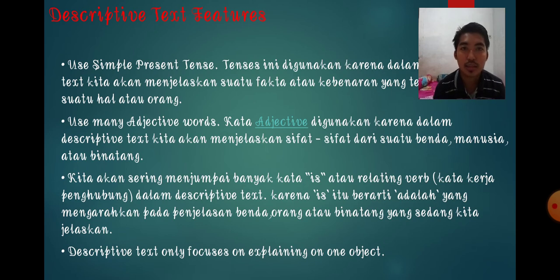The second, use many adjective words. Kata adjektif digunakan karena dalam descriptive text kita akan menjelaskan sifat-sifat dari suatu benda, manusia, atau binatang. And the next, kita akan sering menjumpai banyak kata is atau relating verb atau kata kerja penghubung dalam descriptive text, karena is itu berarti adalah yang mengarahkan pada penjelasan benda, orang, atau binatang yang sedang kita jelaskan. And the descriptive text only focuses on explaining one object.